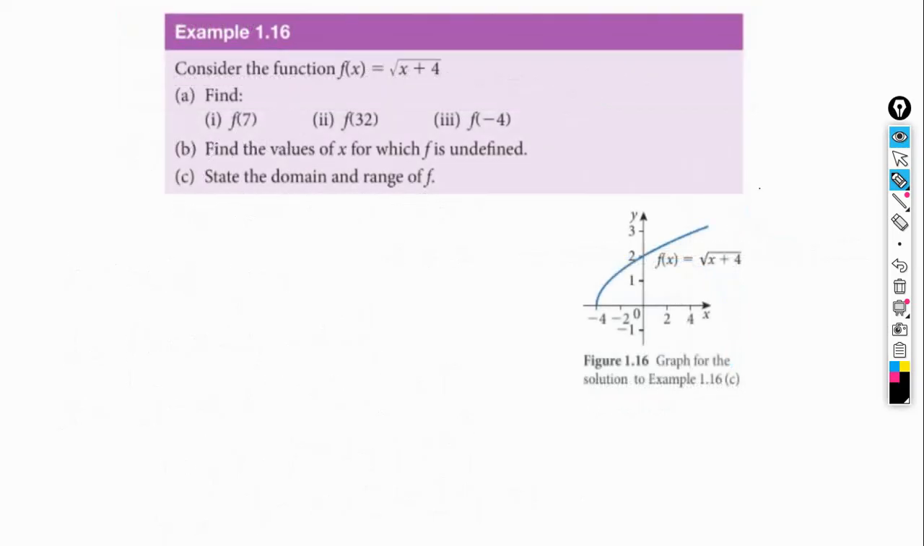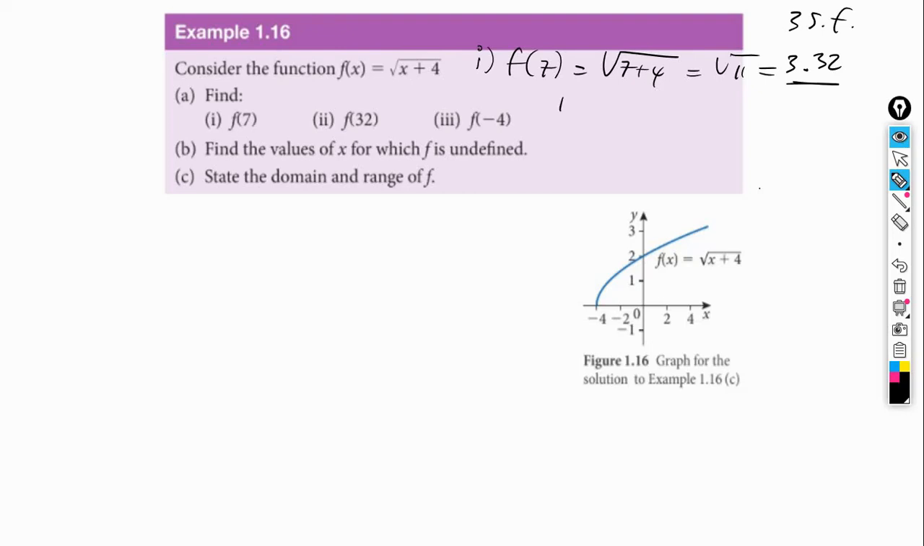Very well, so next we have example 1.16, and it says consider the function f of x equals square root of x plus 4. Part A, number 1, find f of 7. So remember that that's just plugging in the 7 in the function, right? So f of 7 would be equal to the square root of 7 plus 4, and that equals the square root of 11. And if you plug that in the calculator, it's going to give you approximately 3.32. Now this is very important because normally in the IB, you're going to round to 3 significant figures. They expect you to round to 3 significant figures.